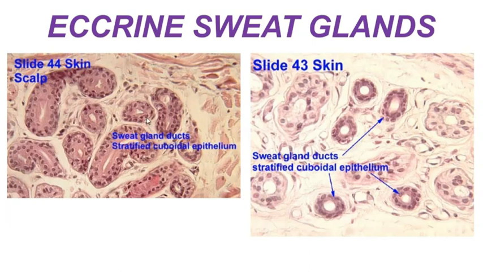And the ducts are actually quite noticeable as well because the ducts are generally a stratified cuboidal epithelium. So you have two or more layers of cube-shaped cells that line the duct of that particular gland there.